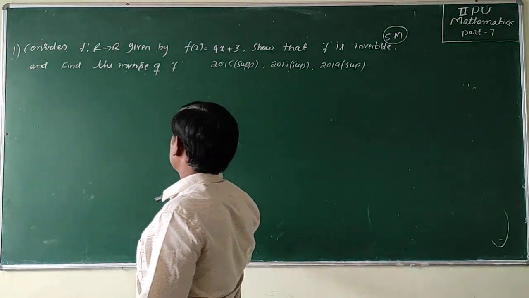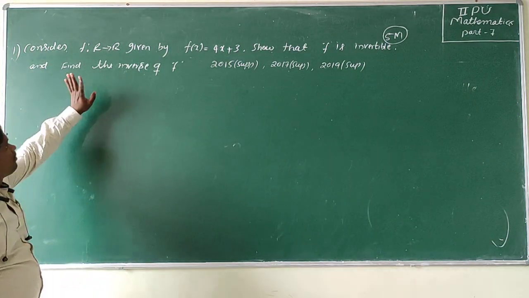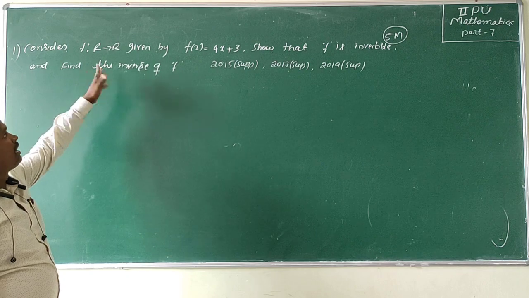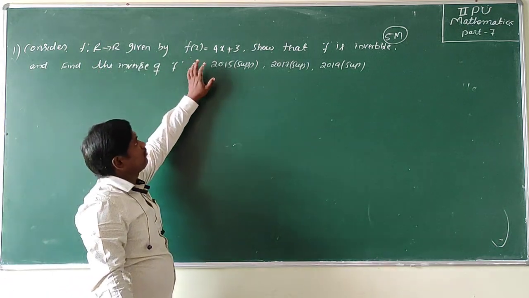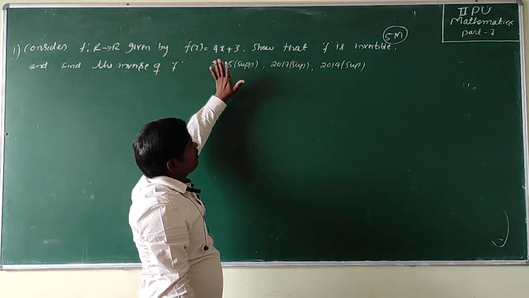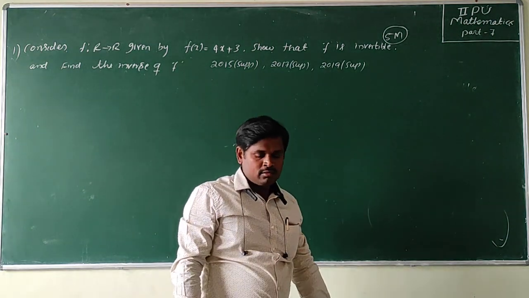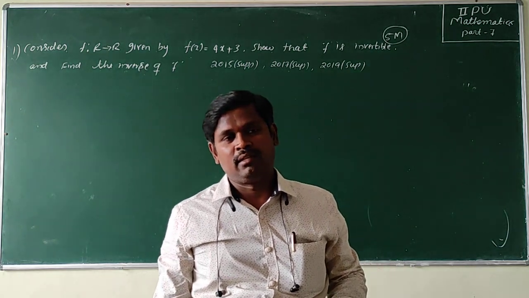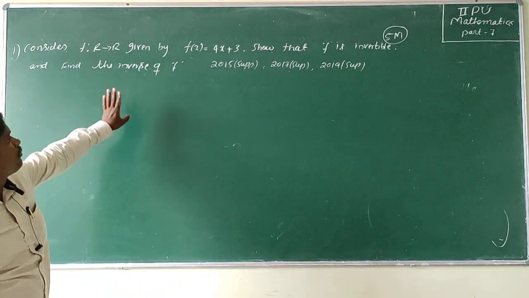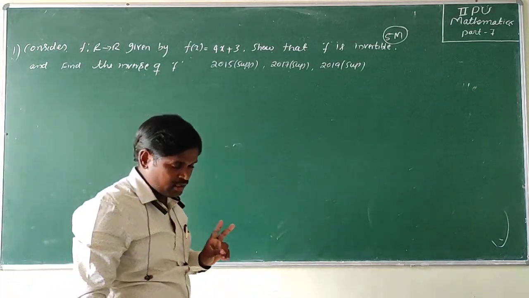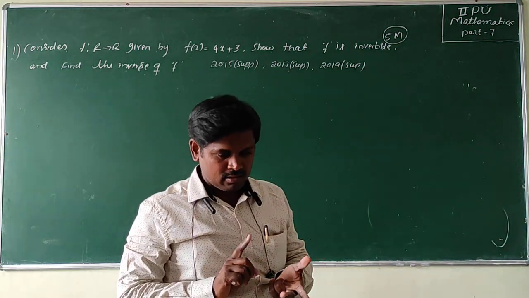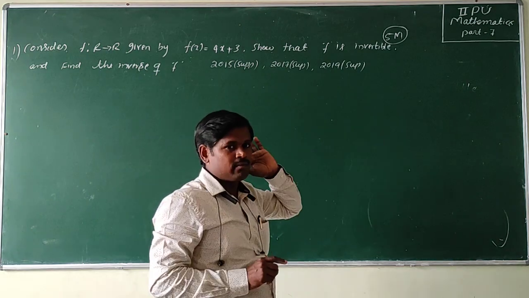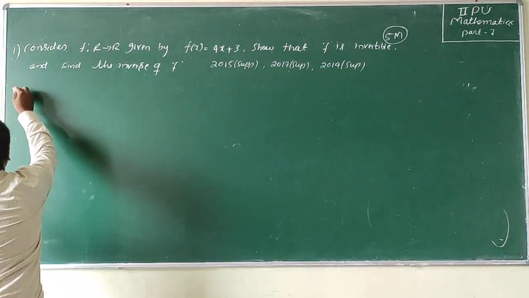Okay. So see here, consider f mapping from R to R. The function is defined from the set of real numbers to real numbers, and defined by f of x equal to 4x plus 3. Show that f is invertible. So the function is given. We are going to show that the given function is invertible, and find the inverse of it. So, solution.